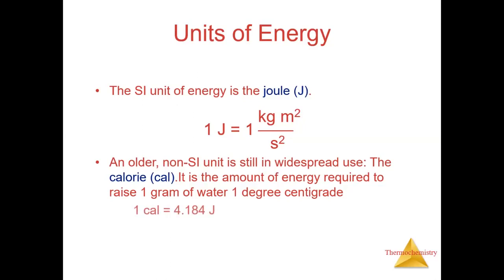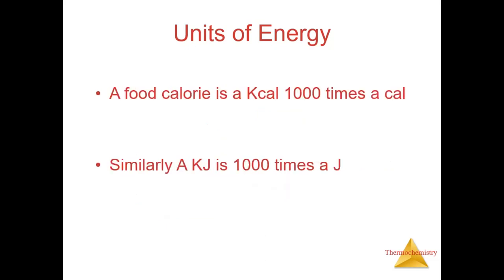And the relationship between the two, 4.184 joules is equal to 1 calorie. Other units, the calories as you look on a cereal box and you see calories listed, those aren't really small c calories. Those are large C calories or a kilocalorie. A food calorie is 1,000 times more than a calorie used to raise 1 gram of water 1 degree centigrade. Similarly, a kilojoule is 1,000 times what a joule is.